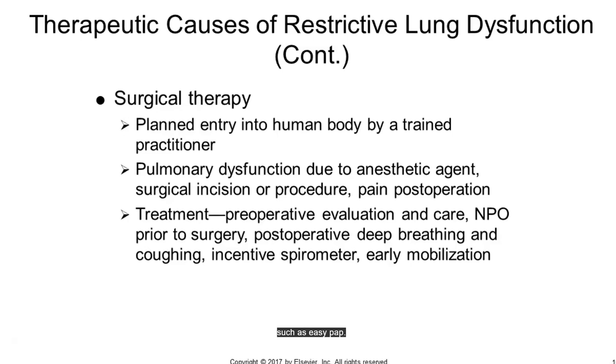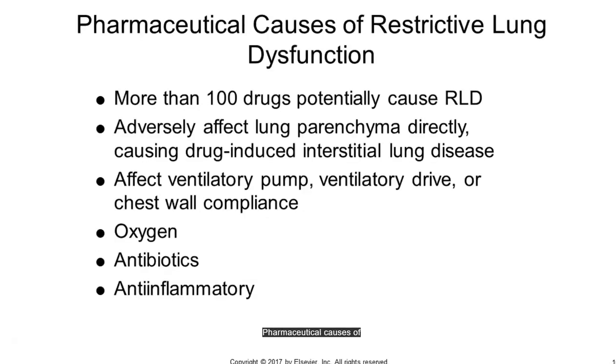pressure such as EasyPAP. Pharmaceutical causes of restrictive lung function are widespread, with almost 100 drugs potentially causing adverse pulmonary reactions. These are medications that affect the ventilatory pump, ventilatory drive, or chest wall compliance. They include oxygen when given in high concentrations for more than 24 hours, antibiotics such as polymyxin, gentamicin, and kanamycin, which when given IV can cause neuromuscular blockade, and anti-inflammatory drugs such as gold and penicillamine, which can cause interstitial pneumonitis and bronchiolitis obliterans, respectively.